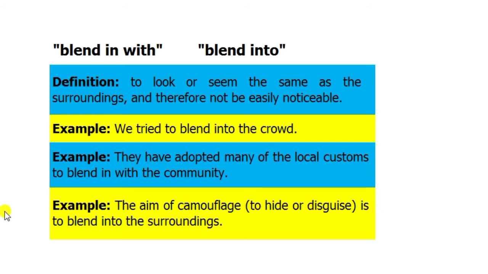The last one, the aim of camouflage is to blend into the surroundings. Camouflage means to hide or disguise. When a chameleon is surrounded by green leaves, he will change the color of his skin to green so that he can blend into the surroundings.